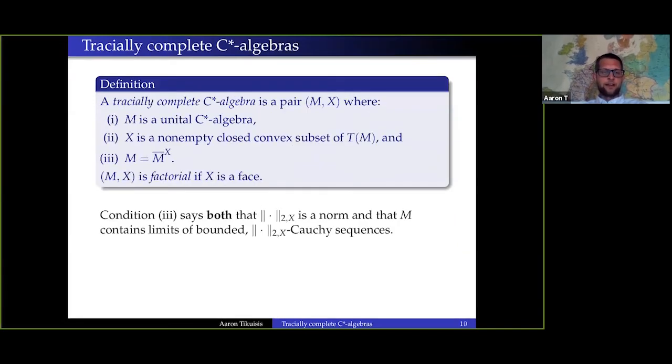I'll just say about this condition 3. Condition 3 is a succinct way of really saying two things. When we take this completion, we did two things. We turned this 2-X semi-norm into a norm, and we also completed it. So it says both of these things are true, that it's already a norm and it already contains the limit of all these Cauchy sequences.